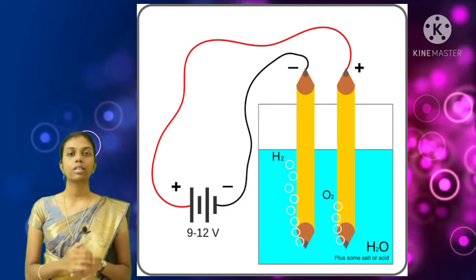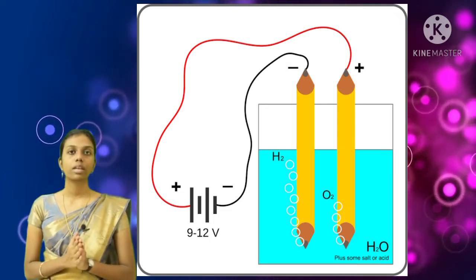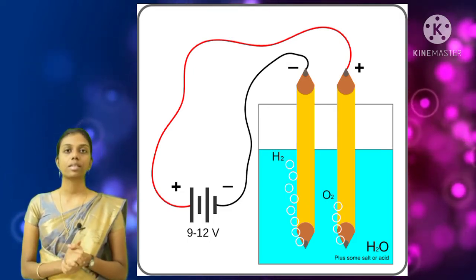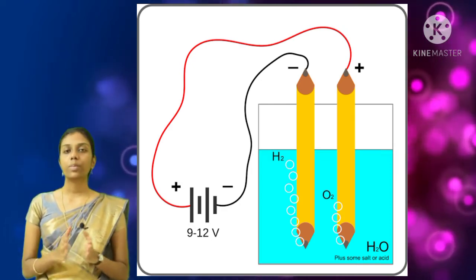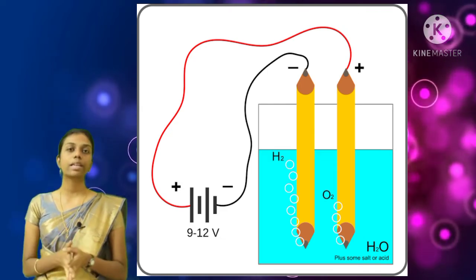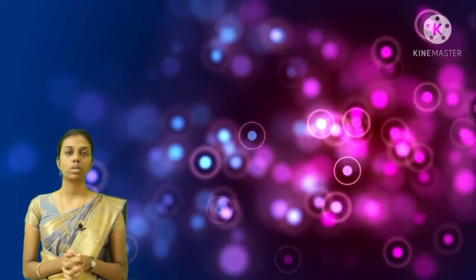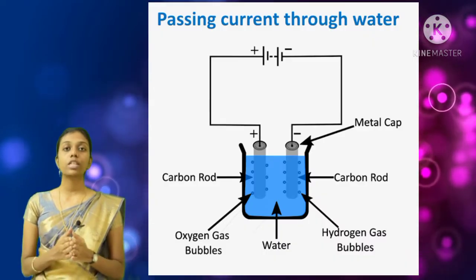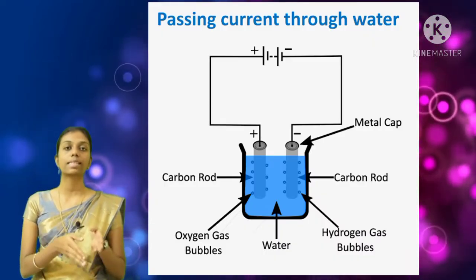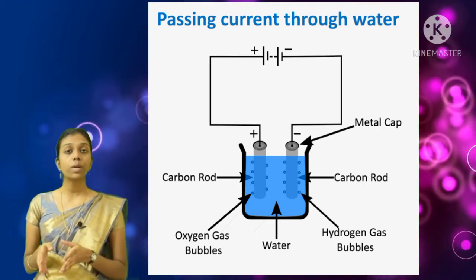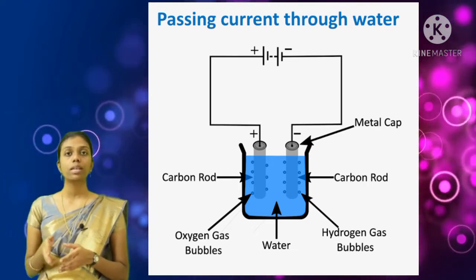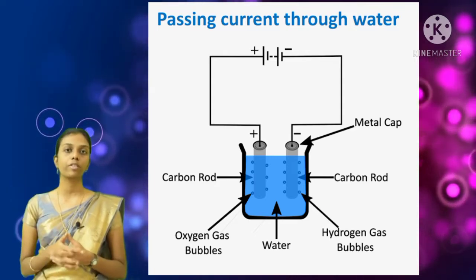From the activity we can infer that on passing electric current through a conducting solution, chemical reactions take place, and as a result of it gas bubbles, namely oxygen and hydrogen, are formed on the electrodes. The oxygen bubble is formed on the electrode that is connected to the positive terminal of the battery. And the hydrogen bubbles are formed on the electrode that is connected to the negative terminal of the battery.